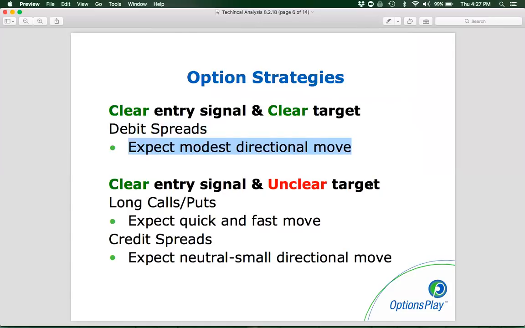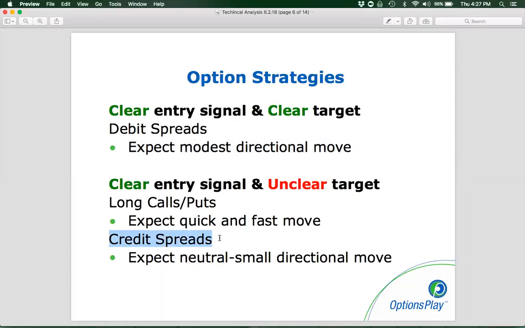There's a second form of technical analysis where you get a clear entry signal, but you don't really have a clear target price. And I'll talk a little bit about what forms of technical analysis those are. And for those types of strategies, you generally want to use one of two different strategies. You can either buy a long call or a put. This is for when you expect a quick and fast move, and we'll also talk about which forms of technical analysis are useful for this. And then there's another form of technical analysis where you might just expect a neutral or small directional move. And for those types of trades, you want to use credit spreads.